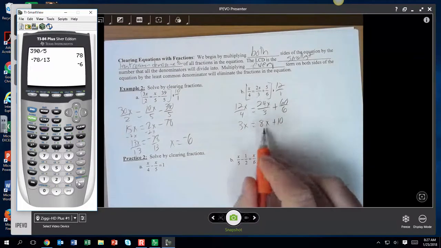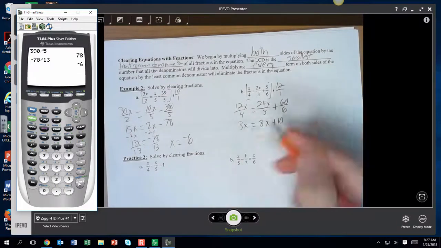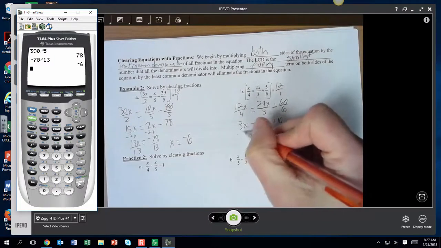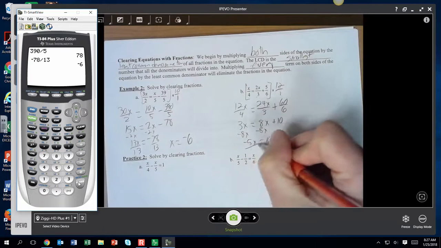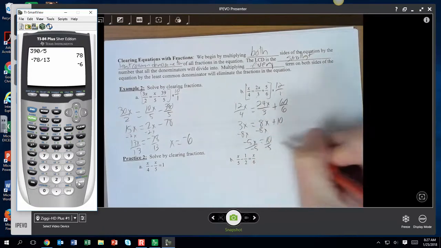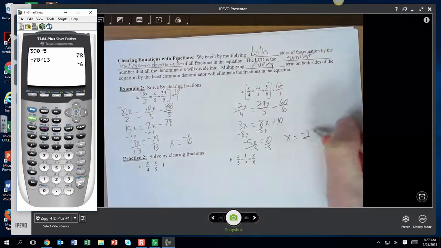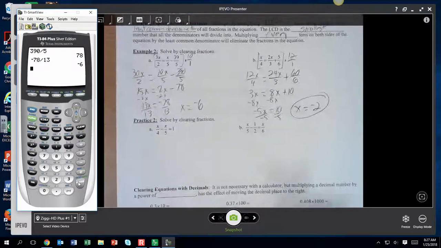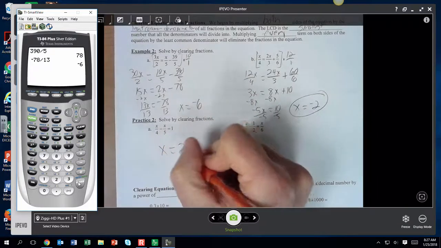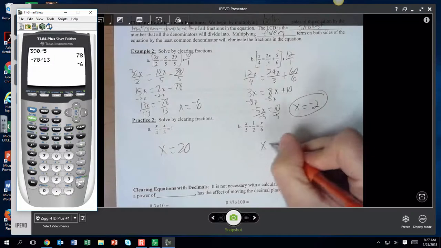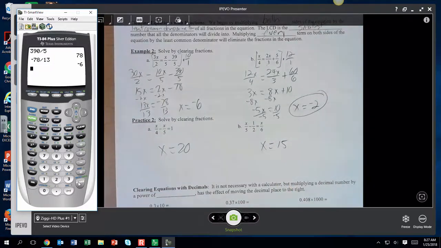I'm going to go ahead and leave my x's on the left side, subtract 8x from both sides. I get negative 5x equals 10. Divide both sides by negative 5, and x ends up equaling negative 2. So solve the equation and try the 2 practice problems. First one is x equals 20. The second one is x equals 15.